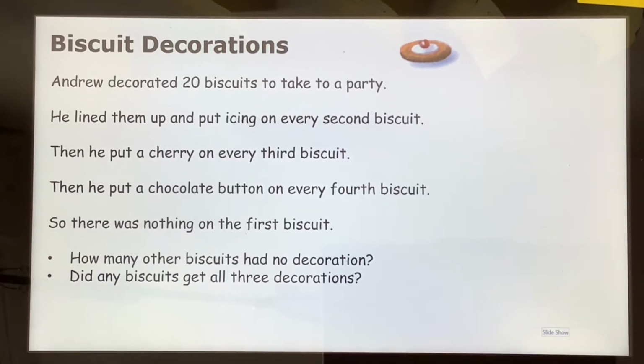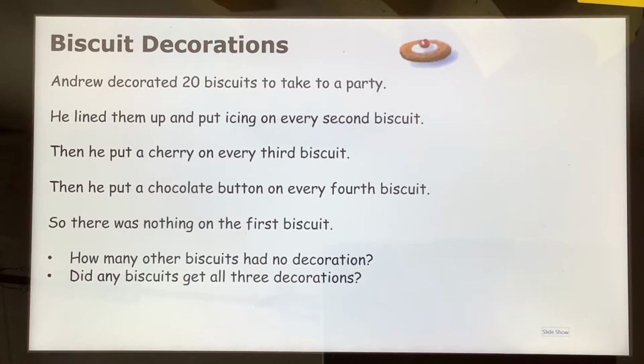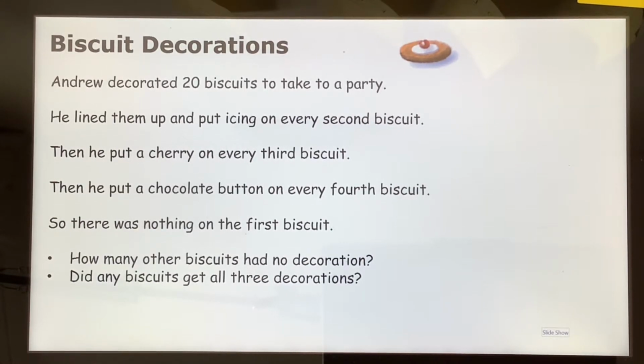So it's called Biscuit Decorations and it says, Andrew decorated 20 biscuits to take to a party. He lined them up and put icing on every second biscuit. Then he put a cherry on every third biscuit. Then he put a chocolate button on every fourth biscuit. So there was nothing on the first biscuit. How many other biscuits had no decoration? And did any of the biscuits get all three decorations?